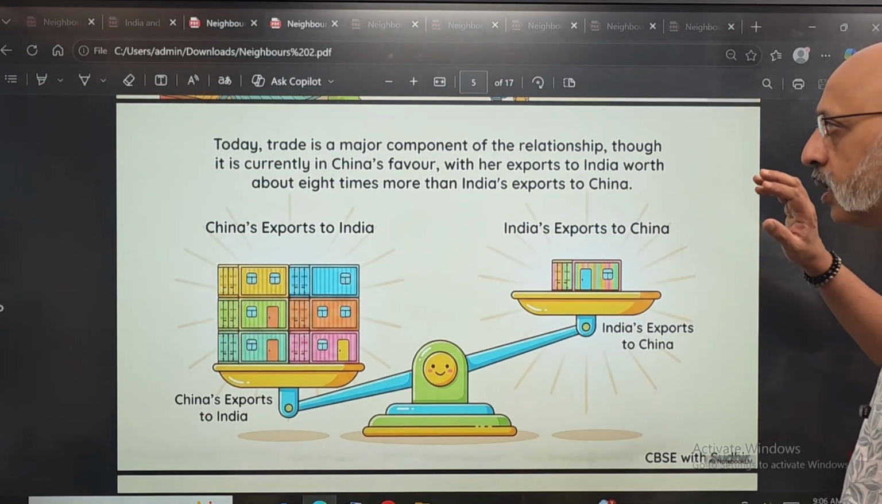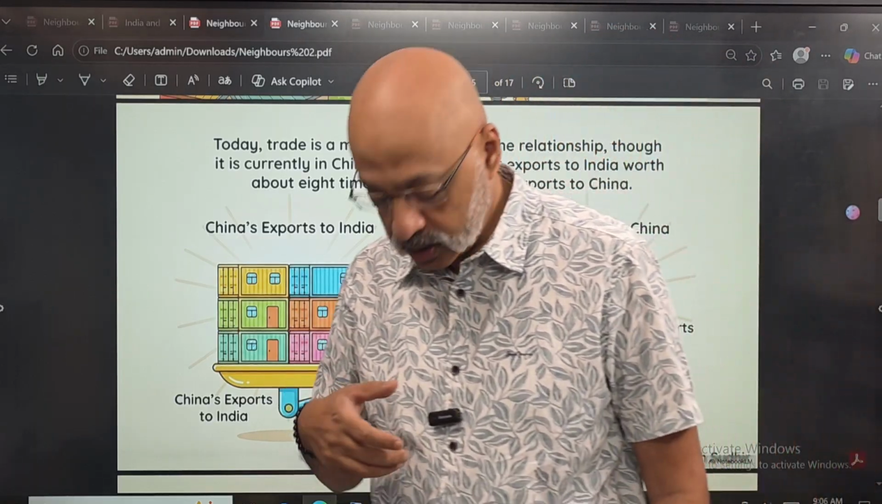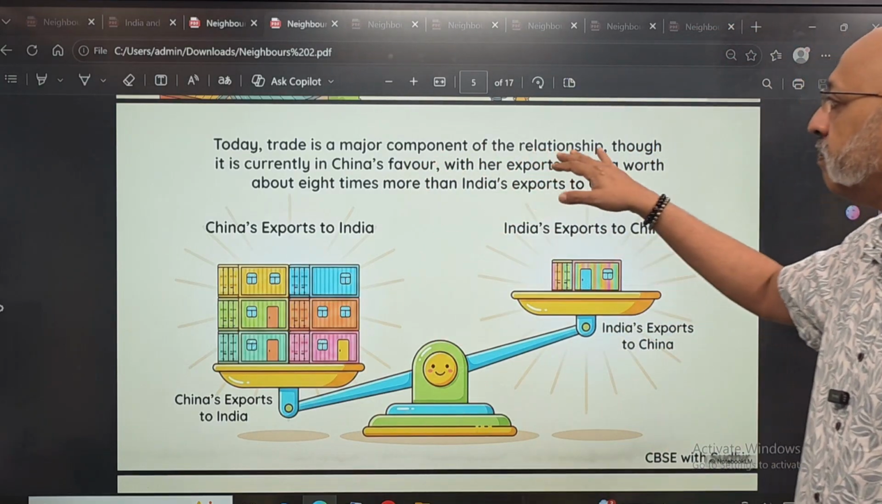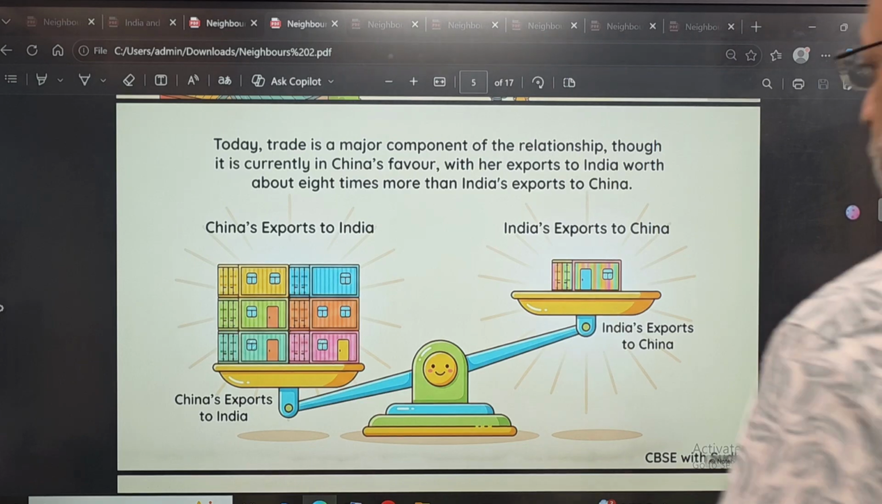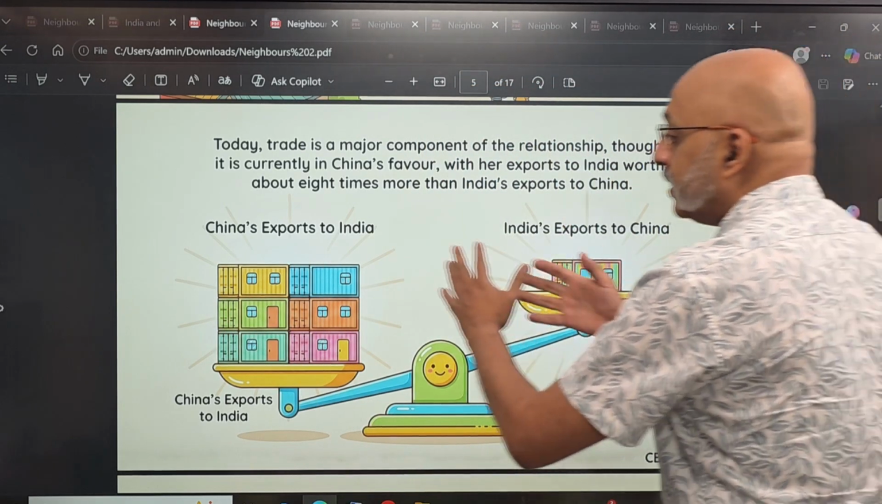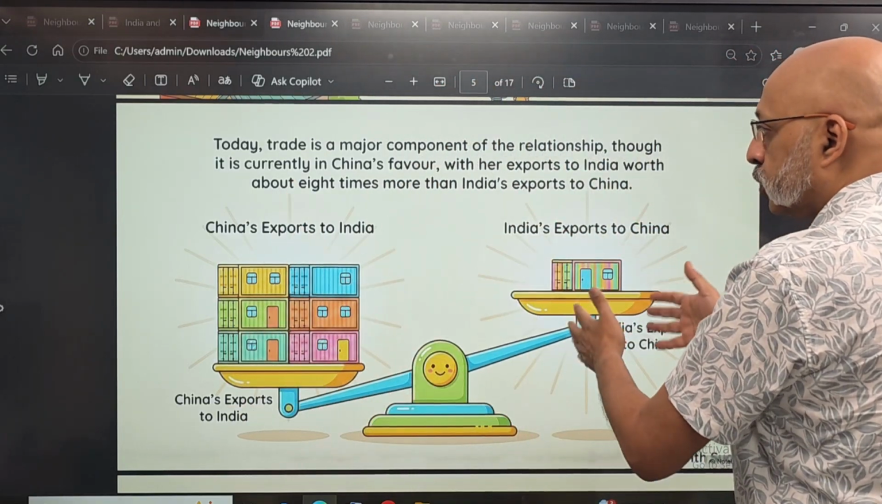Now, let's talk about the trade part, which is very important because India and China are important trade partners. We do a lot of business, right? So today, trade is a major component of the relationship, though it is currently in China's favor. That is, China seems to be exporting far more stuff to India than India does to China. For example, China's exports to India, you can see it is this much, whereas India's exports to China is only this much. This is 8 times more than India's exports to China.